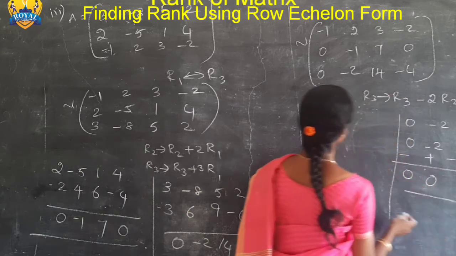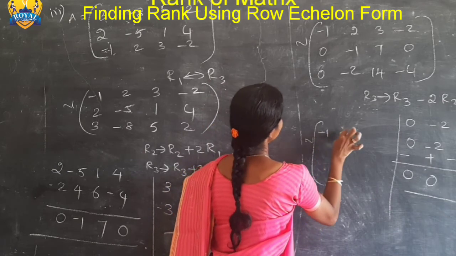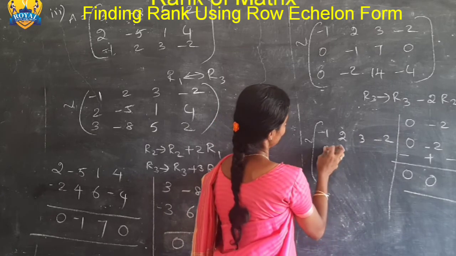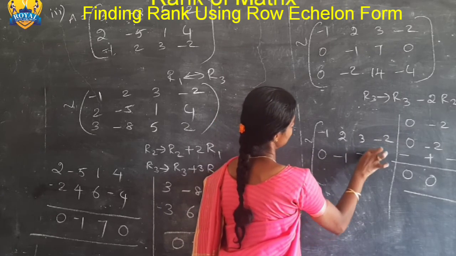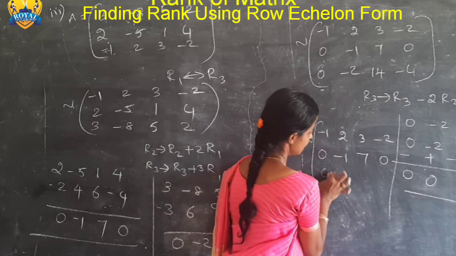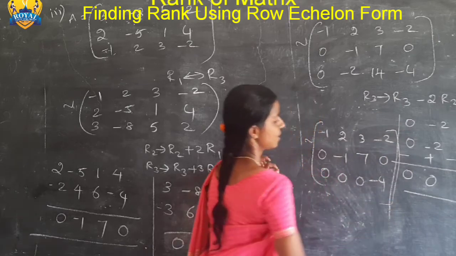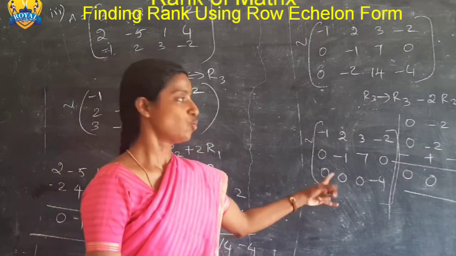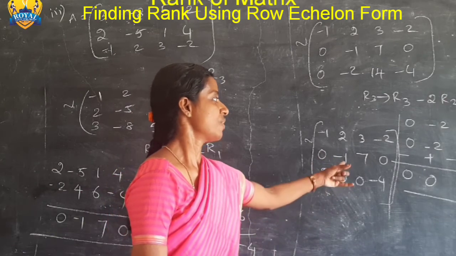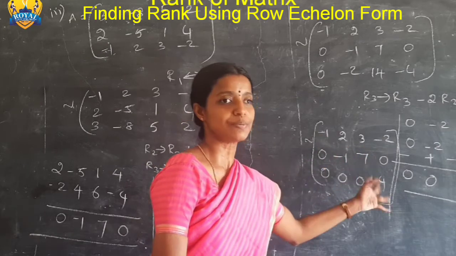So my equivalent matrix is minus 1, 2, 3, minus 2. Row 1 as such. Row 2 is 0, minus 1, 7, 0. My row 3 is, which I have got, 0, 0, 0, minus 4. Now is there any other possible way to make any non-zero element to zeros? If I make this or try to make this, automatically zeros will become non-zero. So with this let us stop.